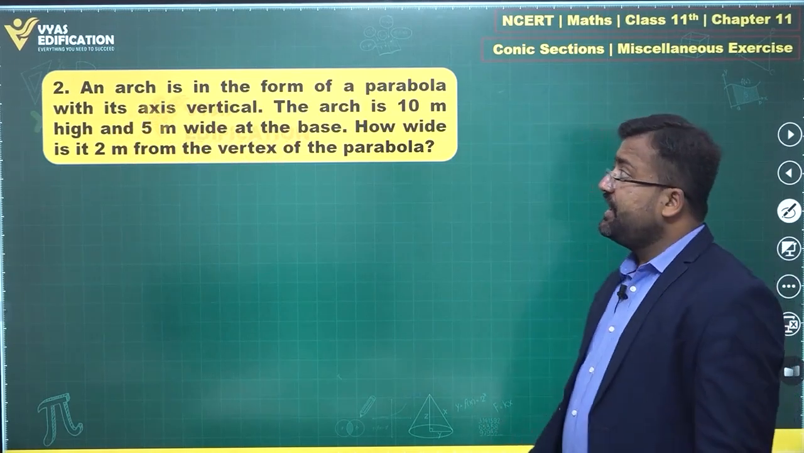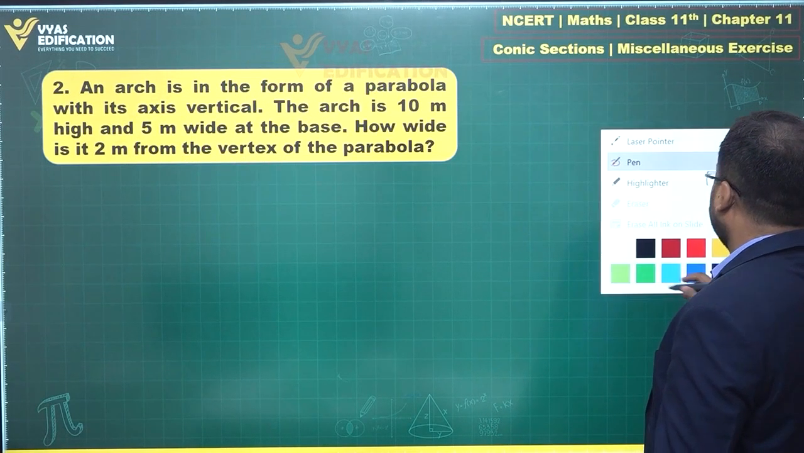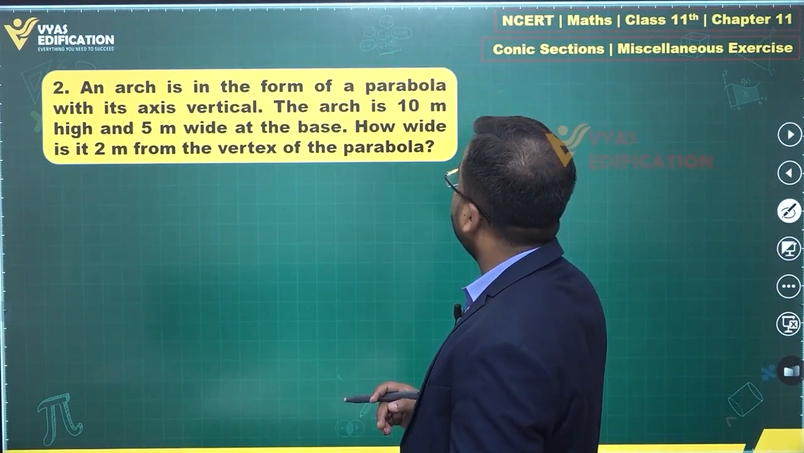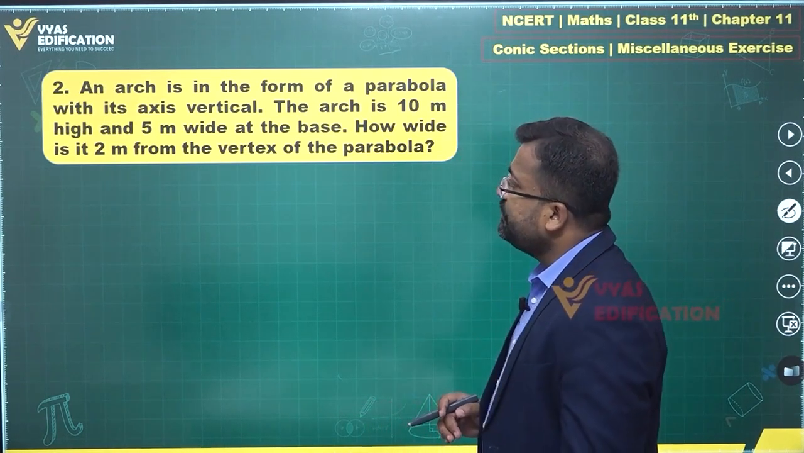The second question says an arch is in the form of a parabola with its axis vertical. The arch is 10 meters high and 5 meters wide at the base. How wide is it 2 meters from the vertex?